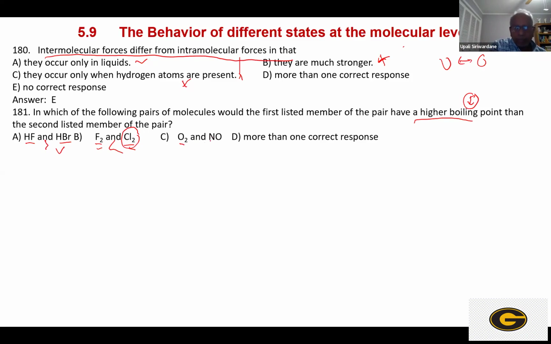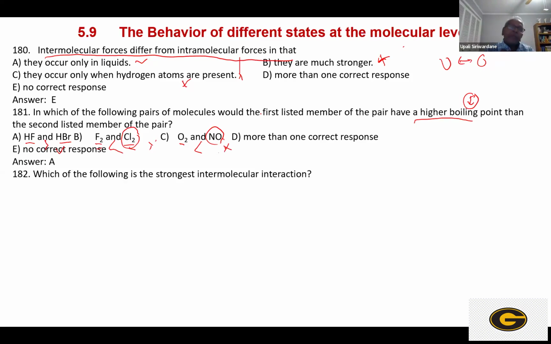This is non-polar. This is polar. There's an electronegativity difference between nitrogen and oxygen. Therefore, this is the higher boiling. Therefore, these are not correct answers. Therefore, correct answer is A.